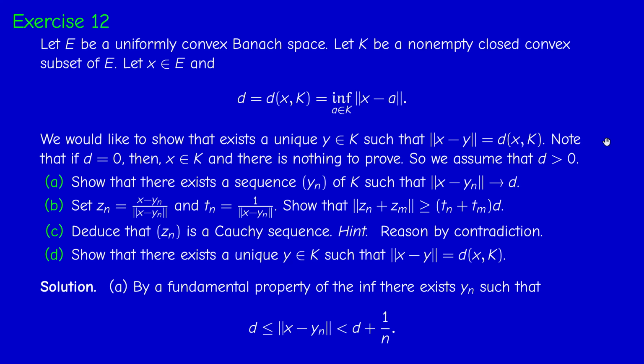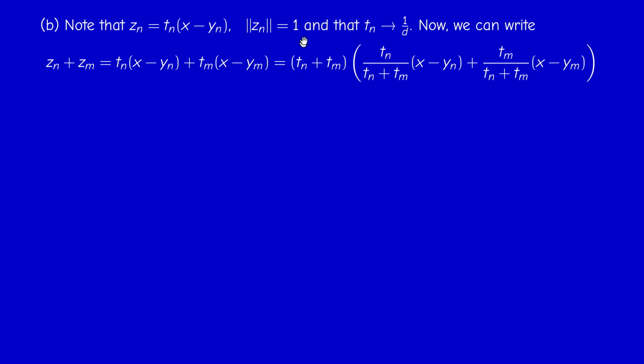The first point is very easy, actually. It's just a consequence of the definition of the infimum. If D is the biggest lower bound, it means that D plus any positive number is not a lower bound. So we can find an element in the set which is less than the infimum plus this positive number. Therefore, this sequence Yn satisfies that the norm of X minus Yn converges to D by the sandwich theorem. Now, as we said, Zn is in the unit sphere, and Tn converges to 1 over D.